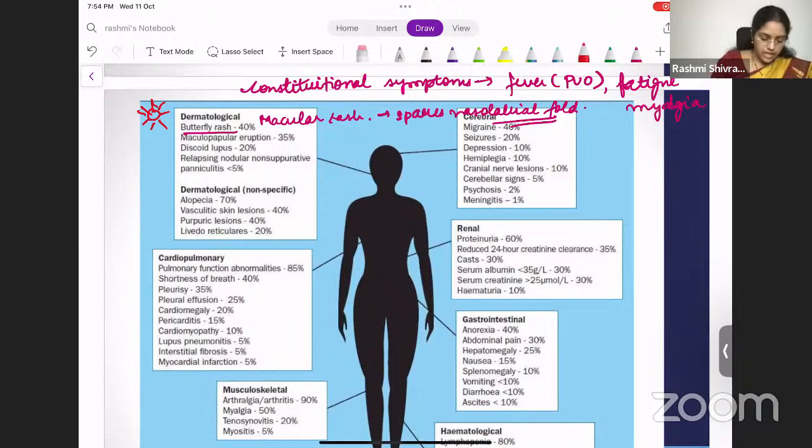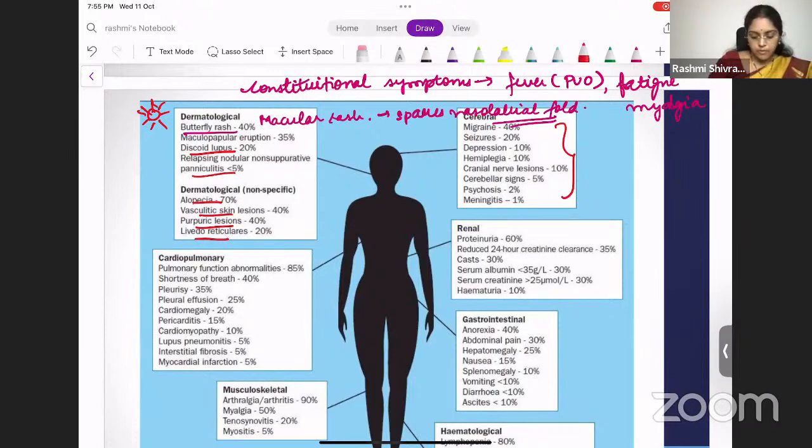Okay, they can also have discoid lupus. They can have some panniculitis. Other non-specific findings will be alopecia, vasculitic skin lesions, purpuric lesions, livedo reticularis. Coming on to the CNS lupus, the patient can have just migraine. They can have seizures. Headache is the most common feature. And along with that, they can have depression, like I already told you. Psychosis can be there. The patient can also have seizures.